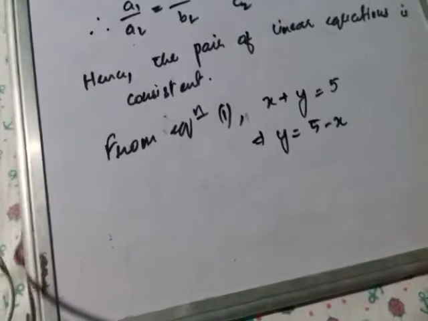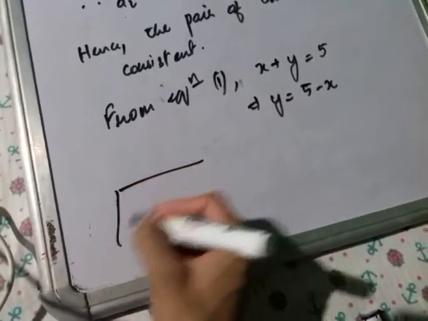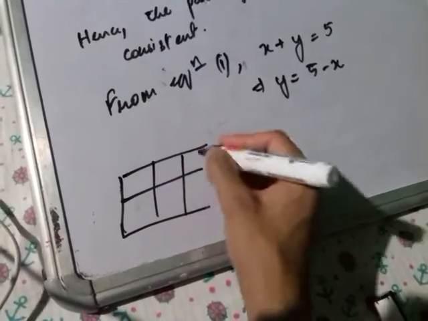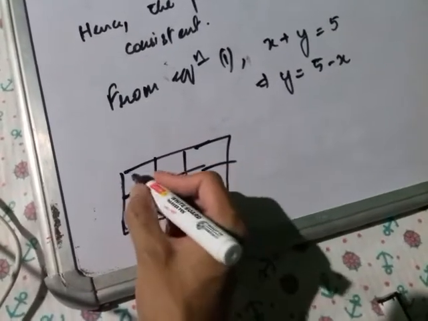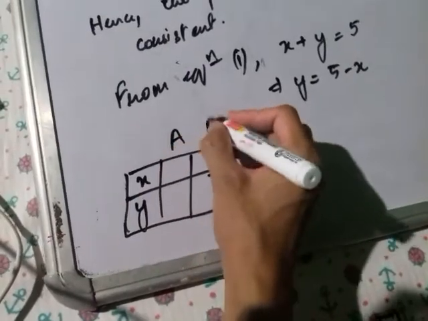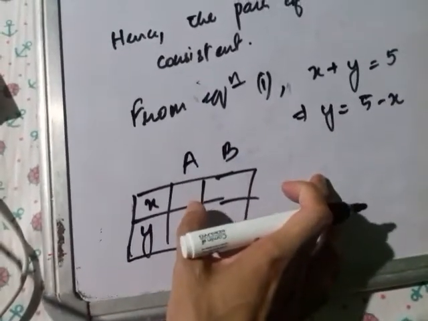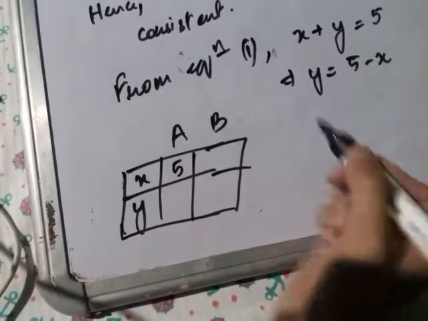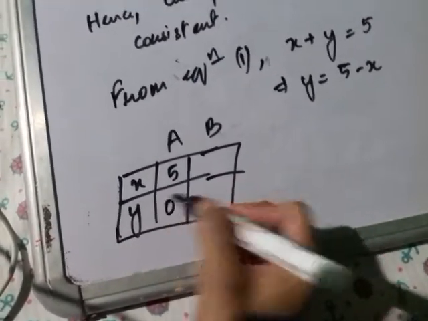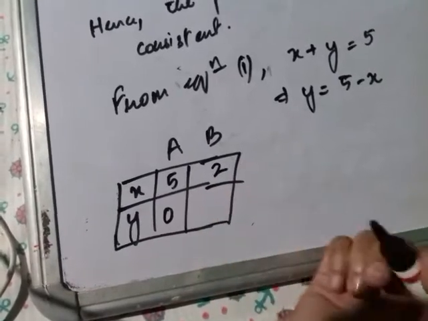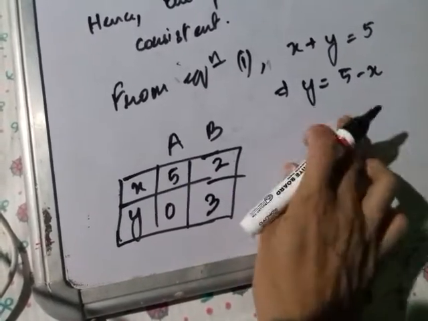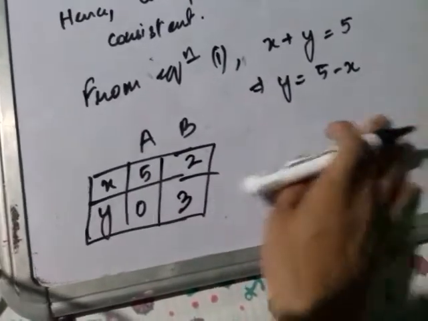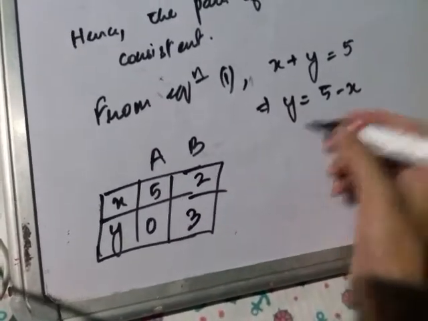Okay, now you will put a box, and here will be x, y. Here a, b. Now you see, if x is 5, y will be what? 0, na? Then if x is 2, y will be 3. Okay, 5 minus 2, 3. So this is for equation 1, and from equation 2 you write here.